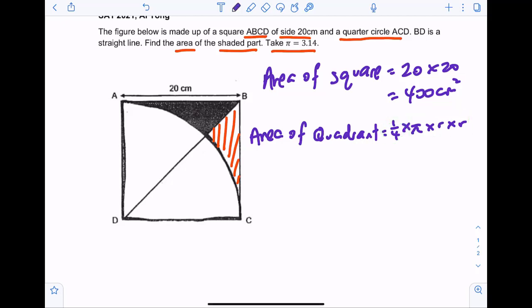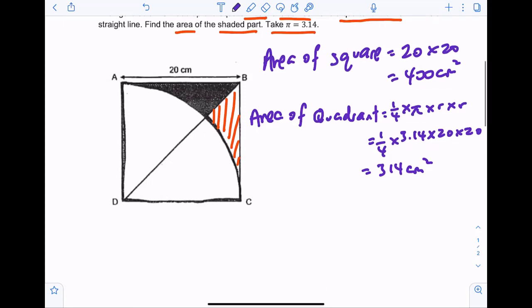So this will become 1/4. Pi has been said to be 3.14 times the radius of this quarter circle, which is from the center point to the edge. That will be 20 cm. So times 20 times 20. So 1/4 times 3.14 times 20 times 20. That will give us an answer of 314 square cm.